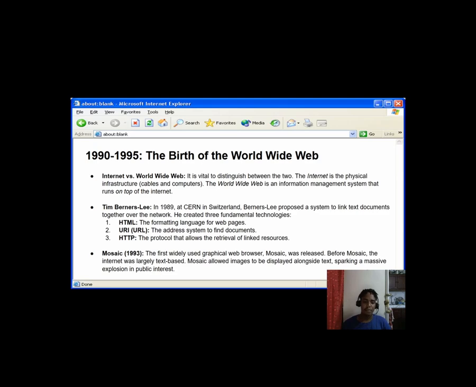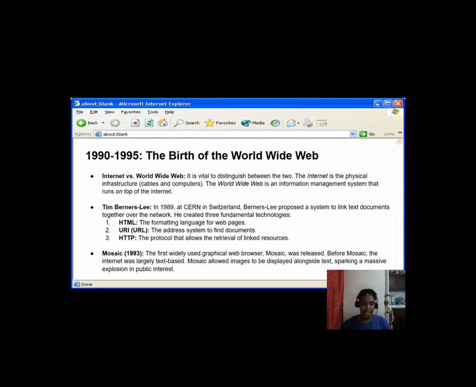Tim Berners-Lee. In 1989 at CERN in Switzerland, Berners-Lee proposed a system to link texts together over a network. He created three fundamental technologies. One, HTML, the formatting language for web pages. Two, URL, the address system to find documents. And three, HTTP, the protocol that allows the retrieval of linked resources.